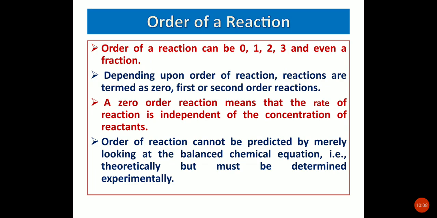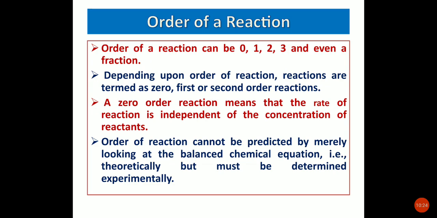That means you can write rate is equal to K into concentration of A raised to 0. That means the reaction rate is independent of the concentration of the reactant. Order of reaction cannot be predicted by merely looking at the balanced chemical equation, that is, theoretically, but must be determined experimentally.